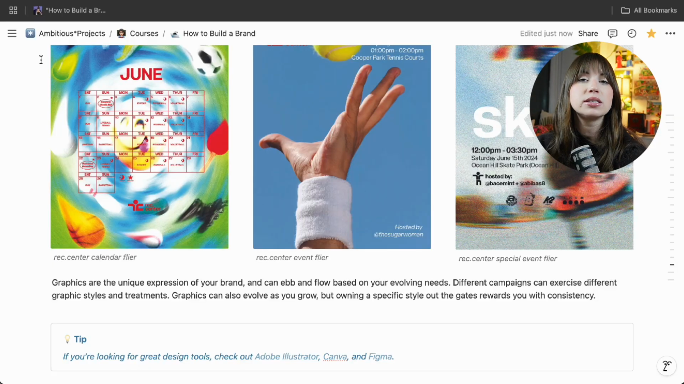So you can stray from these as you grow, but you should always have subtle nods to the things that are in this identity system because they are what you are identifying ownership of. If you are looking for great design tools to experiment with from a graphic standpoint, Adobe Illustrator is my personal go-to, but you can also use beginner-friendly Canva and Figma for more web design applications.